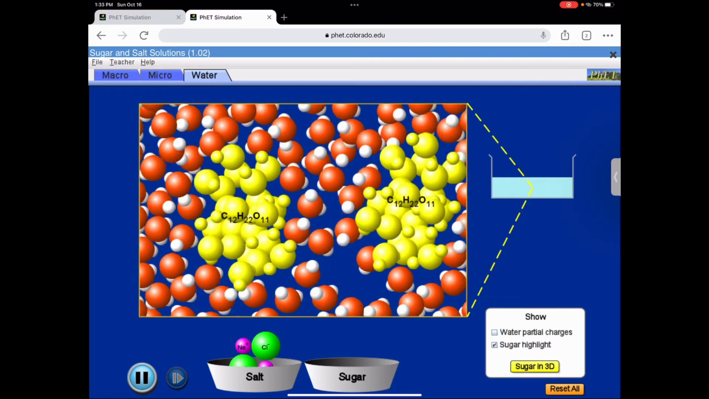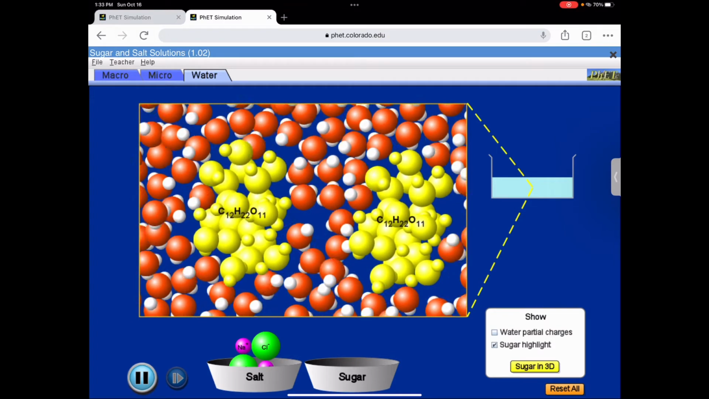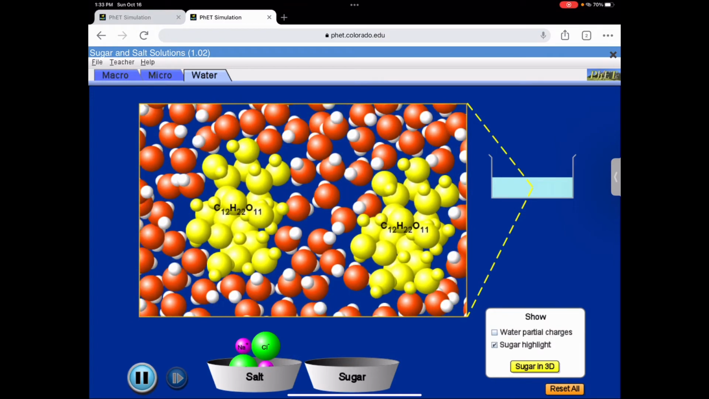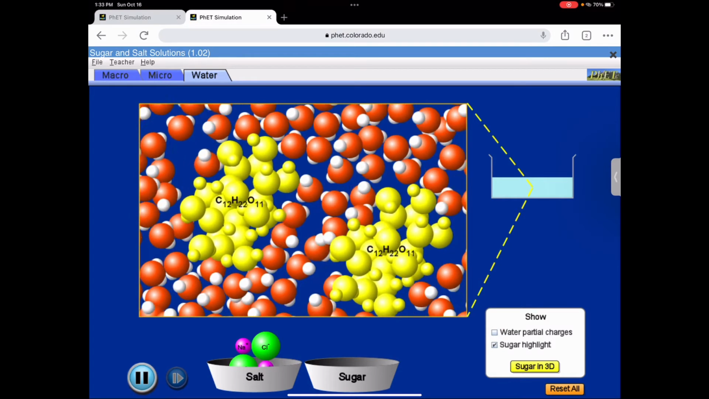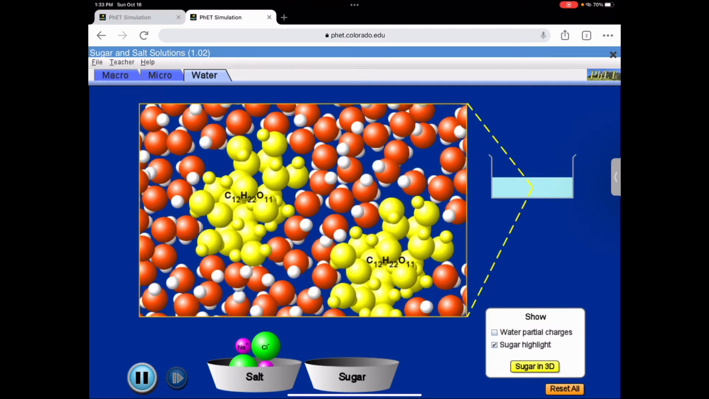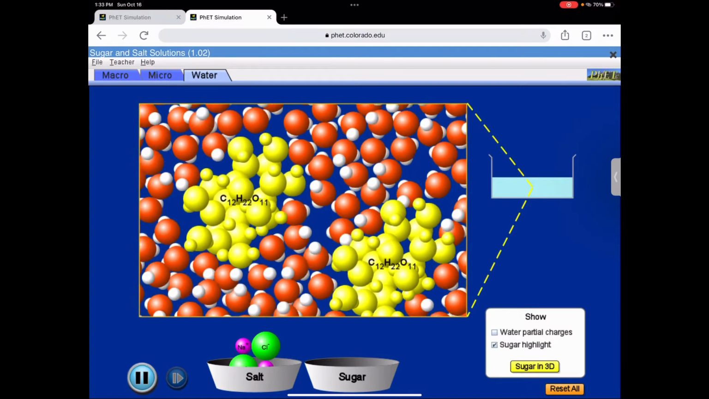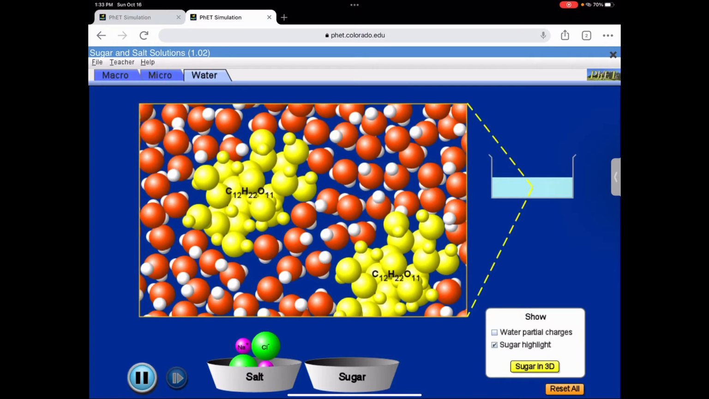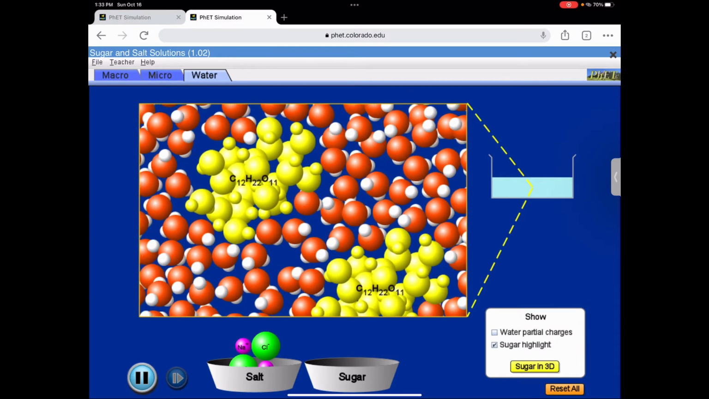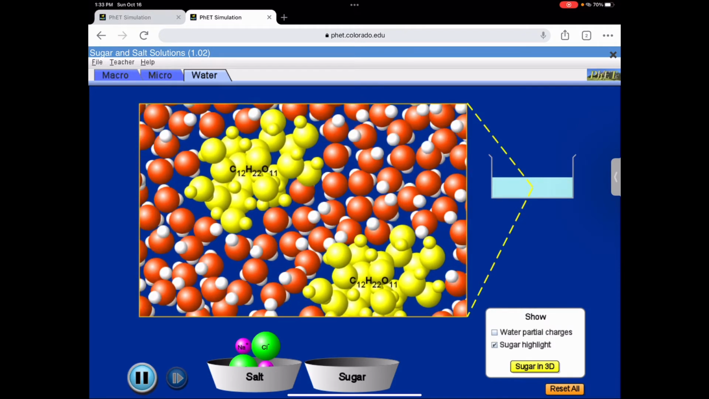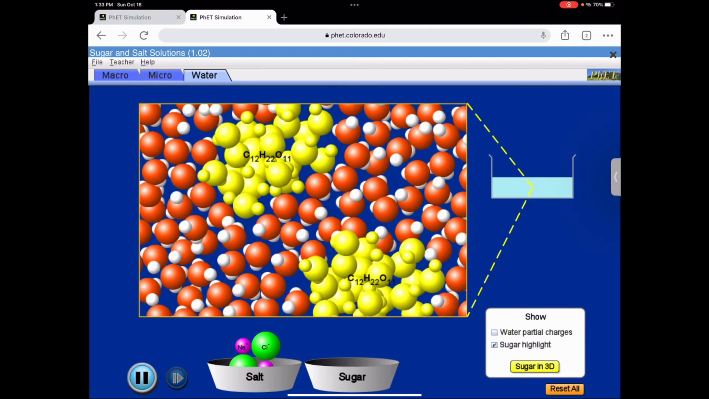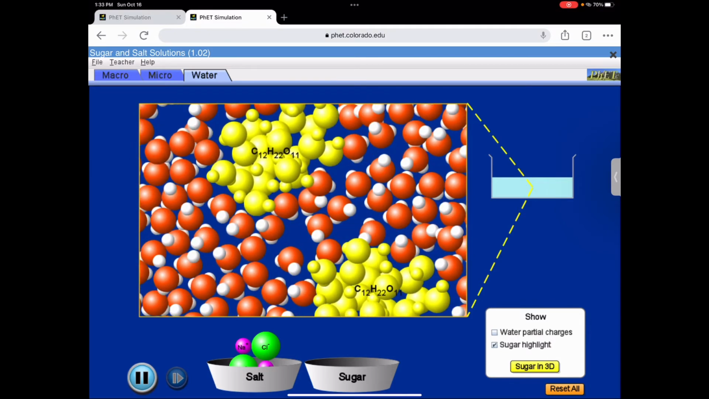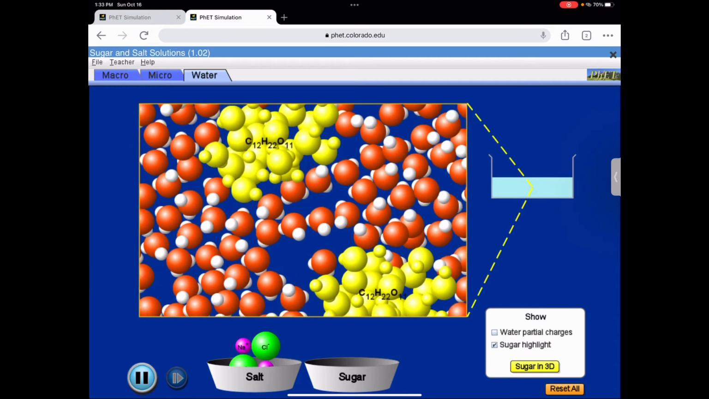And this simulation doesn't actually show the hydrogen bonding, but that is what's happening. Again, it's a simulation, but the negative side, the red side of the water, should be attracted to those little tiny yellow circle hydrogens on the edges of the sugar. So in this case, it's dissolving because it's attracted to the water forces.